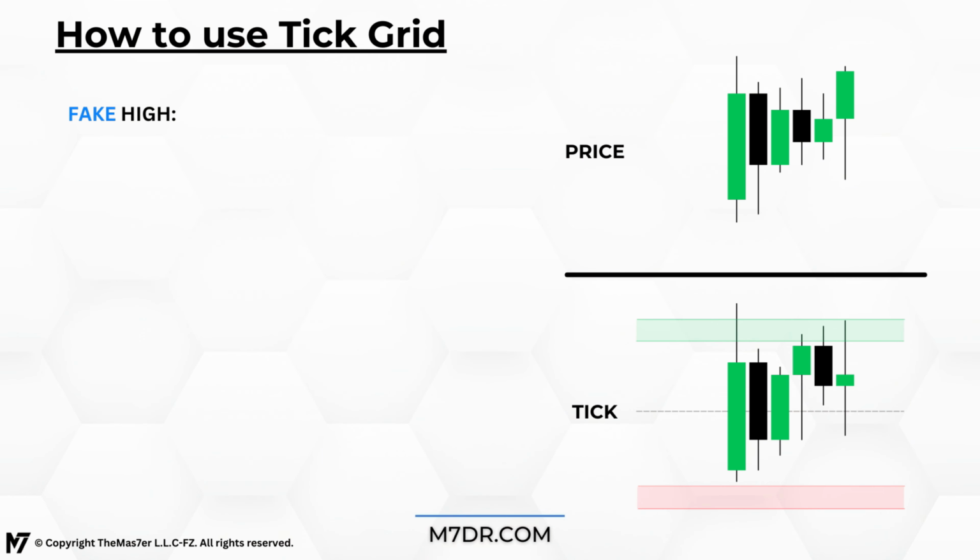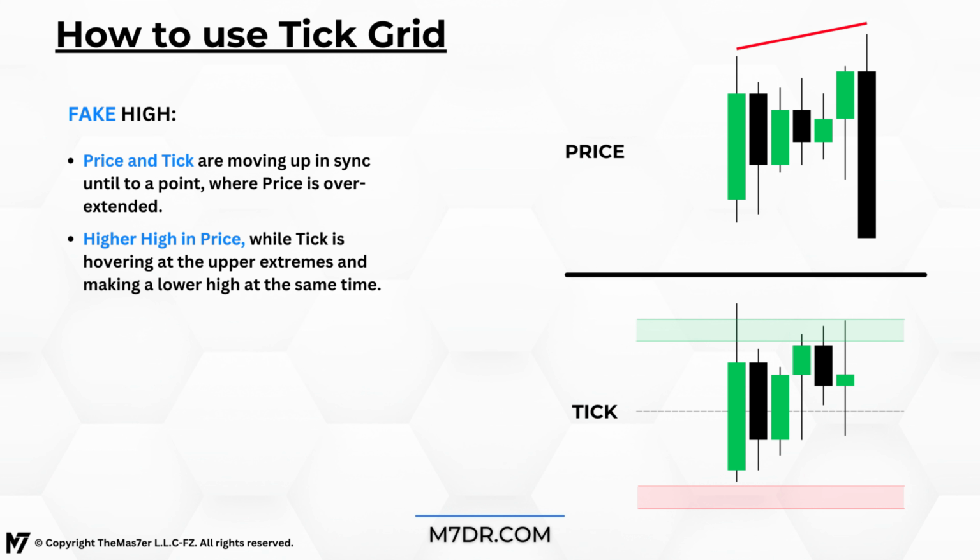A fake high. First of all, you see a fine movement of the algo, where it's pricing up in sync with the tick until a certain point, where it's overextended. We get a higher high in price while we are hovering at the upper extremes of the tick grid and making a lower high in the tick grid at the same time.